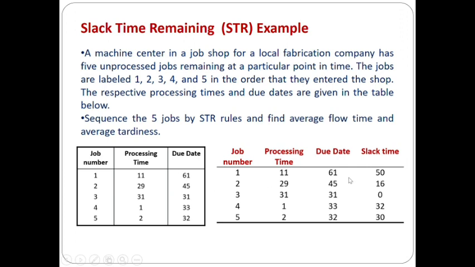So slack time means due date minus processing time, which is 61 minus 11, 50, 45 minus 29, 16, and so on. We have to calculate the slack time for all the jobs first. Then we have to reschedule or rearrange the sequence according to the least slack time remaining first. So the job with the least slack time remaining is job number 3. Next is 2, then 5, 4, 1. So we have to rearrange the sequence in that order.